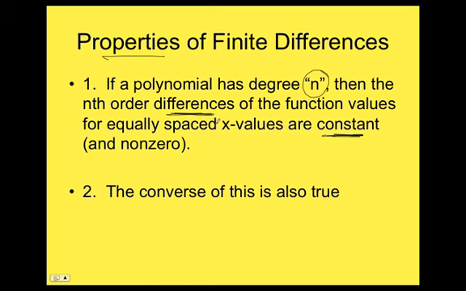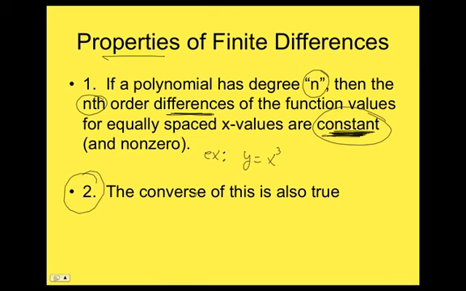Here's what this means. Give an example. If a polynomial has degree 3, let me give you a polynomial, y equals x cubed, then the third order differences of the function are constant. So if you made a table out of this, you would see that first order differences are not the same, second order differences are not the same, third order differences are constant. That's what you would see.